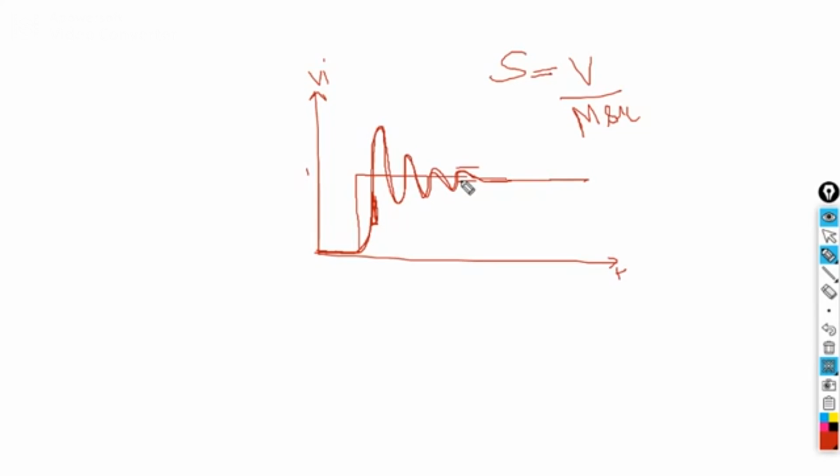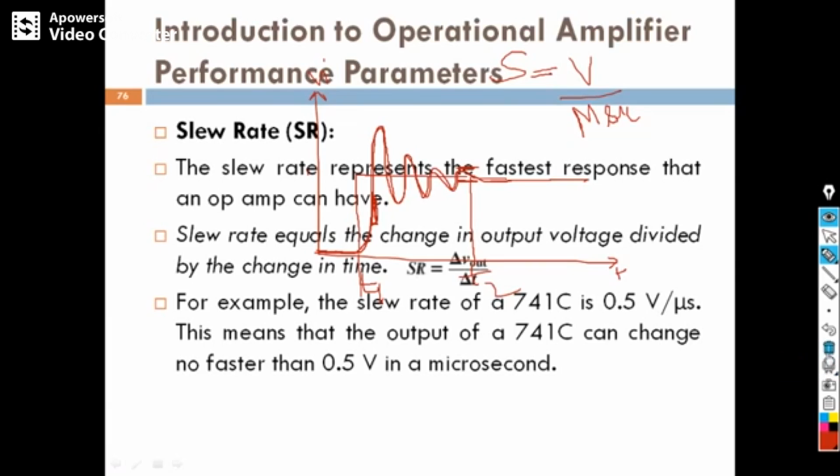So here I can say the operational amplifier output is in this range, so it is settled. This is T2, and this is our T1. So this is the settling time of the operational amplifier. This is the third parameter, the settling time of our operational amplifier.